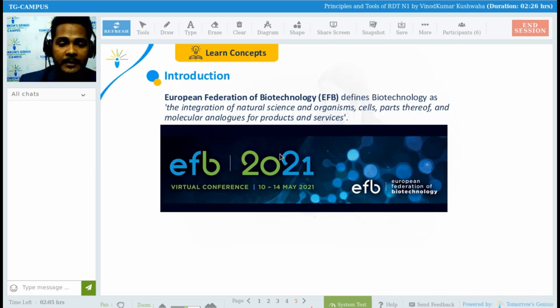The European Federation of Biotechnology defines biotechnology as the integration of natural science and organisms, cells, parts thereof, and molecular analogues for products and services. Clear? So the most prominent definition is the integration of natural sciences and organisms, cells, parts thereof, and molecular analogues for products and services, which is referred to as biotechnology.